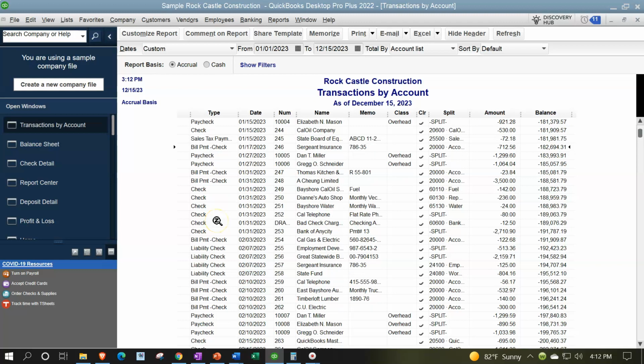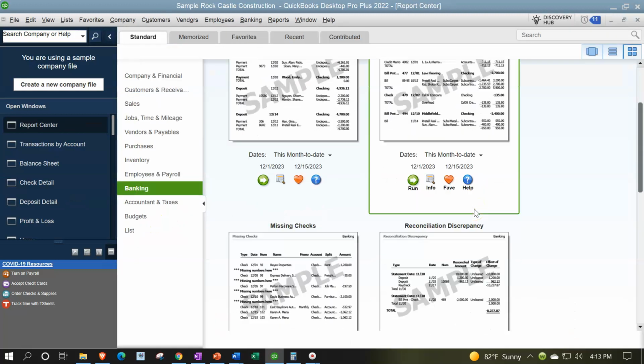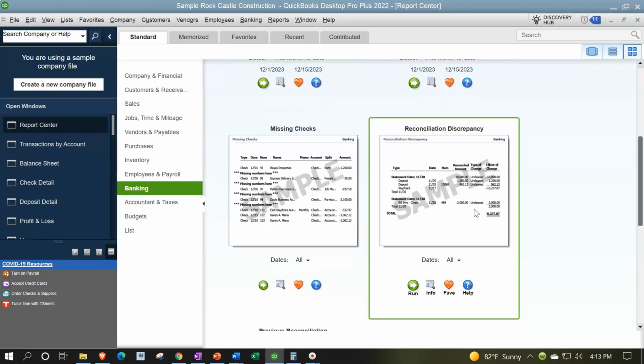And then you could drill down in this format as well. So it's another way you can get the detail and summarize that checking account, which has a lot of stuff in it. So let's go back on over then to our report center. So those are the check forms. You could have the missing check form.